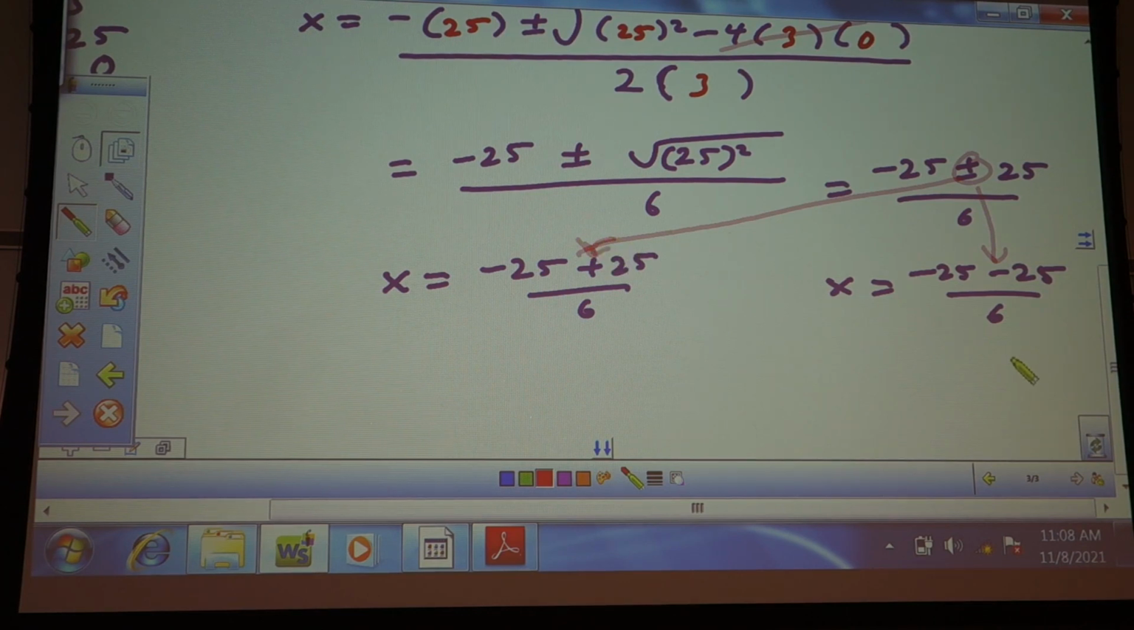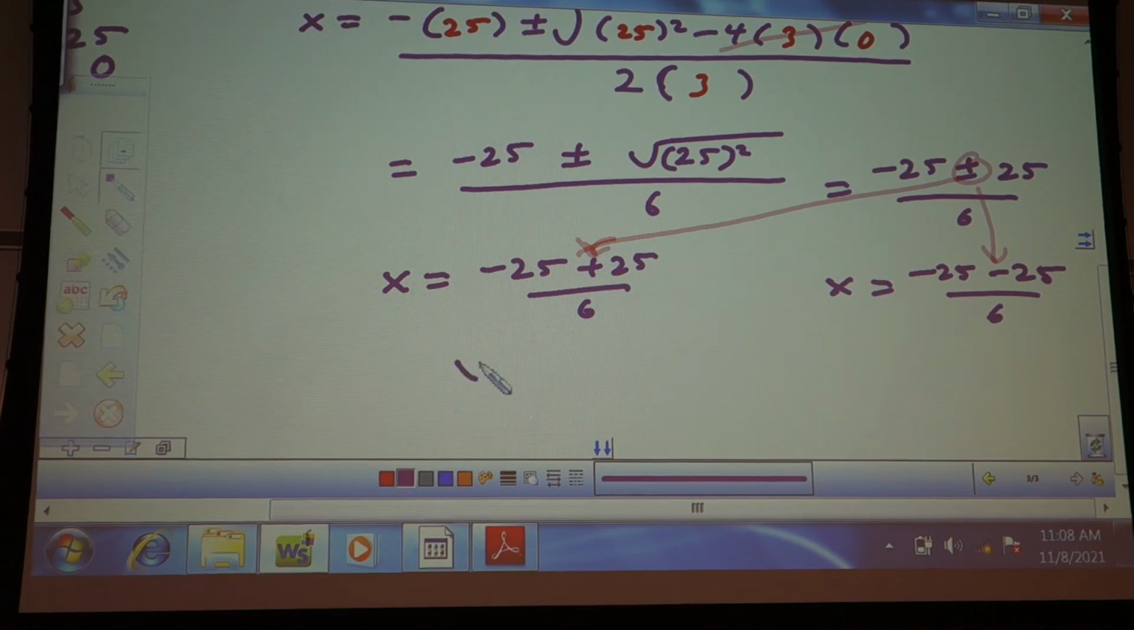Everyone kind of on board with that part? So then I'll end up with x equals 0 over 6, which is 0, and x equals negative 50 over 6. Which you can do as a decimal, or just leave like that. I'm okay with either one. We don't reduce that fraction? In the exam, I don't care. Okay. Your homework will care.